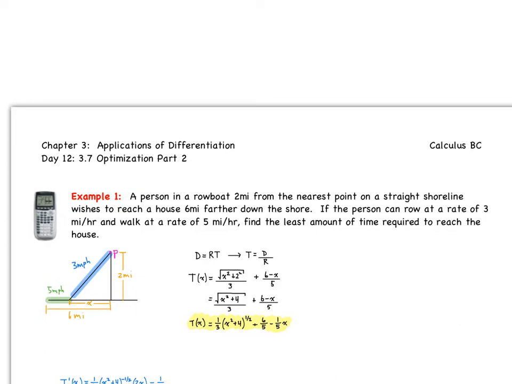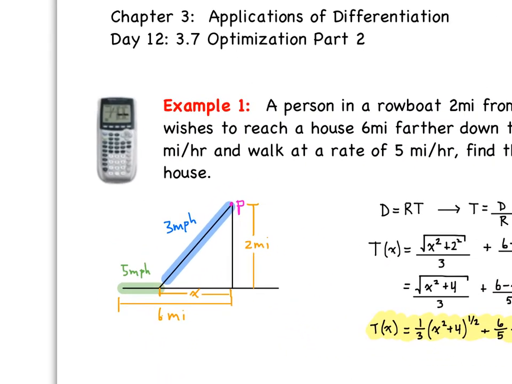Okay, so let's get this picture first, okay? So a person is in a rowboat at that point P. They're 2 miles from the shore, so that's this right here. From that, on the shore, they're 6 miles from a house, okay? So that's this distance here. So we know that we can row at a rate of 3 miles per hour and walk at a rate of 5 miles per hour, okay?